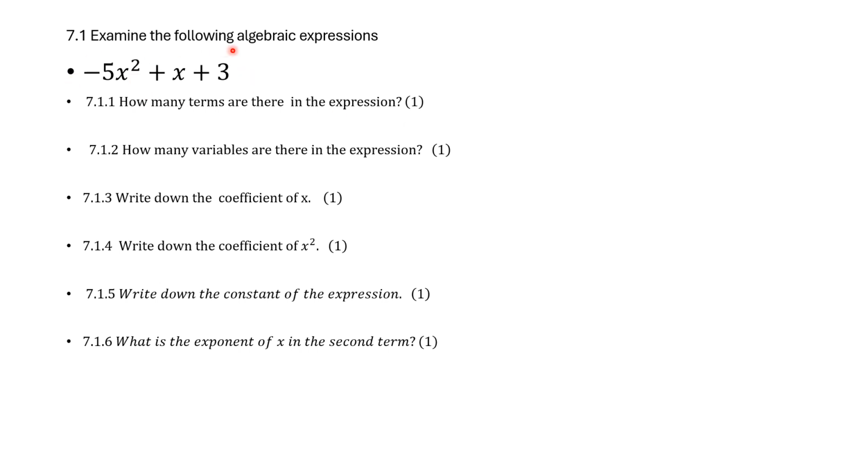So how many terms can we count there? How many variables are there in the expression? So you need to know what a variable is. Write down the coefficient of x. Write down the coefficient of x squared. Write down the constant of the expression. And what is the exponent of x in the second term?